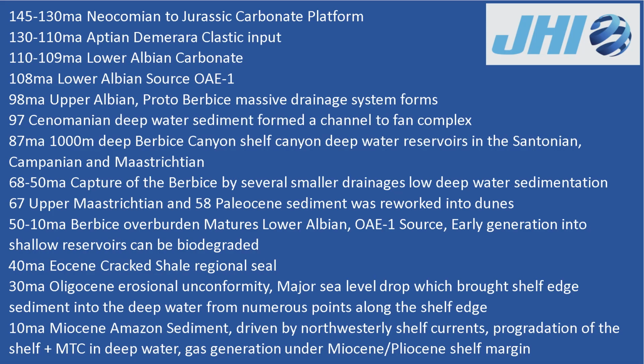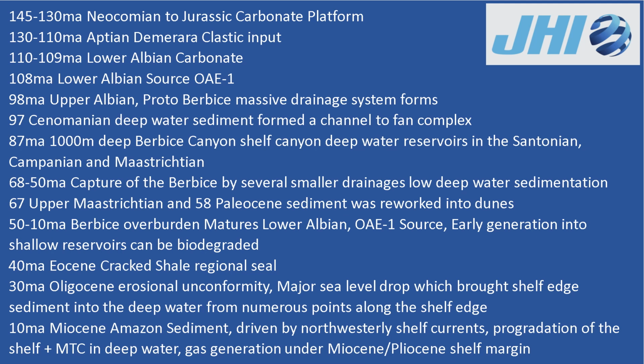So we'll conclude the talk with a detailed listing of the major geologic events that shape this hydrocarbon system. First of all, the Jurassic to Neocomian carbonate platform rims the basin. The Aptian Demerara clastics come in on the eastern side in central Suriname, and that sets up the deep water part for the lower Albian source rock. The source rock is deposited at a time with very low sedimentation in the basin.